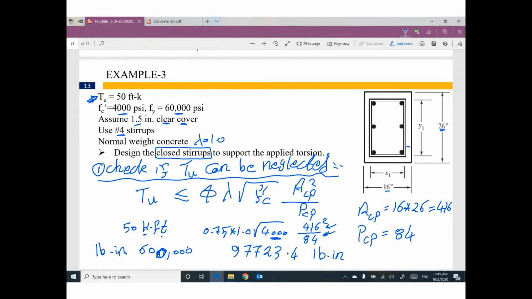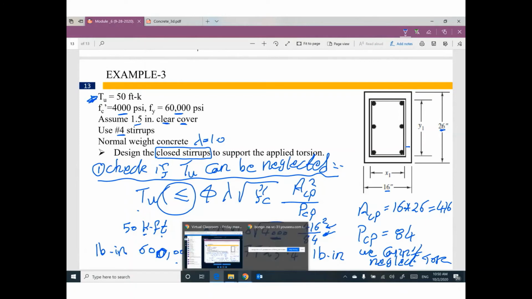So I think this torsion is greater than. I cannot neglect this torsion. It's too much. If your torsion is smaller than or equal, that's fine. But it's greater than, no. We cannot neglect torsion. Second step. Do you know what is the second step?